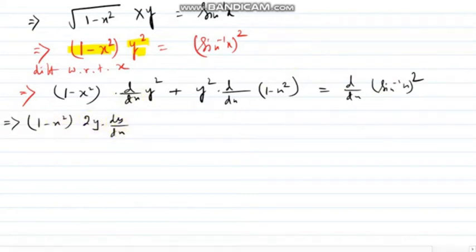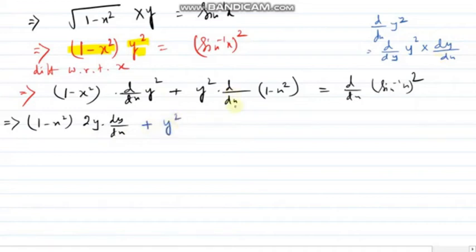How is this coming? If I discuss here, d/dx of y square, we can differentiate y square in terms of y only. So I will write it as d/dy of y square into dy/dx. Now d/dy of y square is 2y and dy/dx, right? Plus y square into d/dx of 1 minus x square: d/dx of 1 is 0, and minus x square will be minus 2x, equals d/dx of sine inverse x whole square.